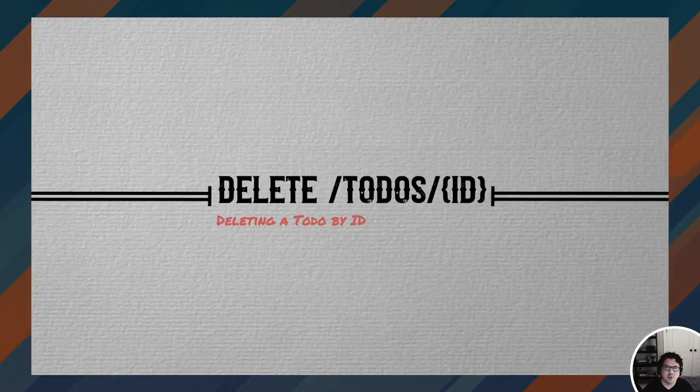Okay, so now let's move on to finishing the last feature to satisfy the to-do backend specs. And that is to delete a to-do by ID. All right, so as we have done before, we'll start with the test.